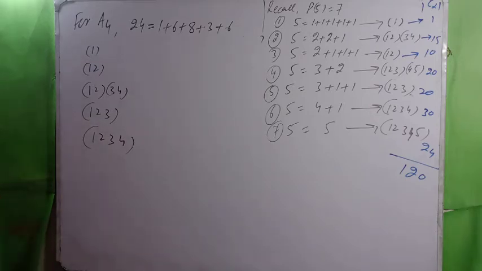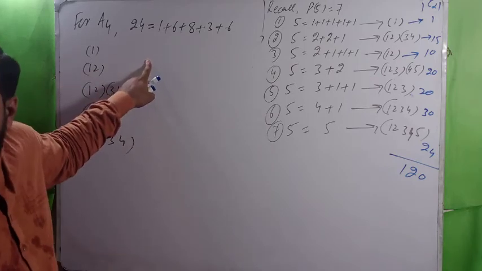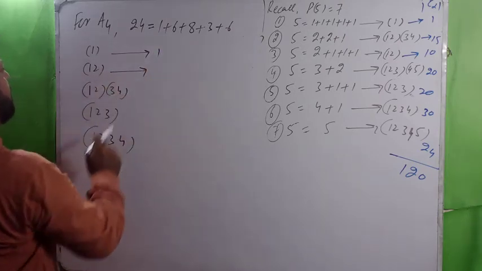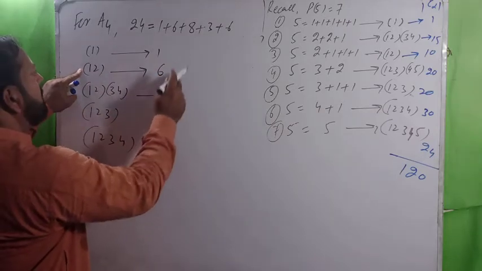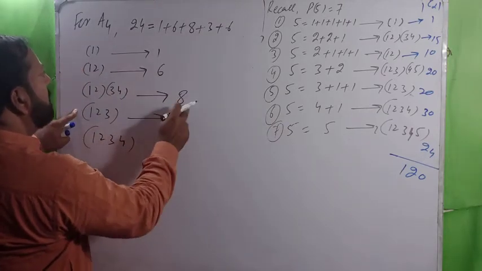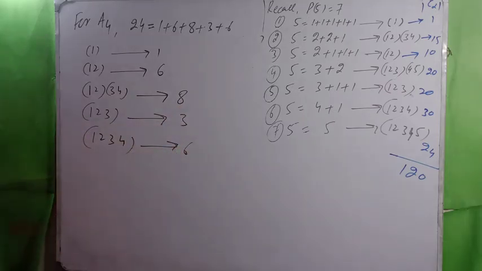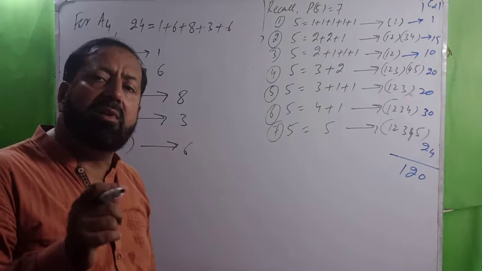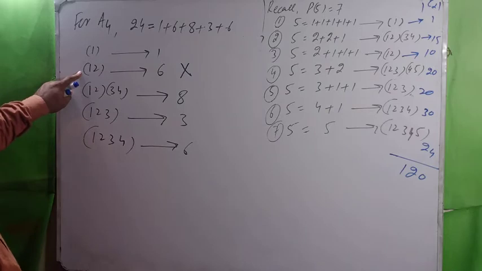So we have seen that there were 5 conjugacy classes, and if you find the tableau with the help of the class formula, you will see that this contains one element, the conjugacy class corresponding to this particular element contains 6 elements, this one contains 8 elements, this one contains 3 elements, and this one contains 6 elements. Of course, when you want to find conjugacy classes for A4, we will not consider odd permutations. So this can be omitted, odd permutation, right?